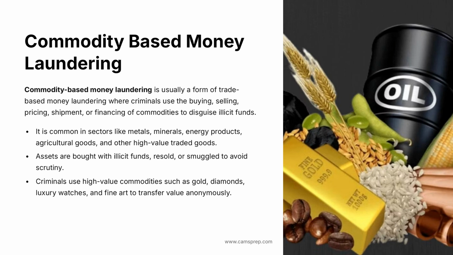Assets are purchased with dirty money, then resold or smuggled to avoid scrutiny. High-value portable commodities, gold, diamonds, luxury watches, and fine art are particularly attractive because they transfer significant value anonymously and across borders with relative ease.